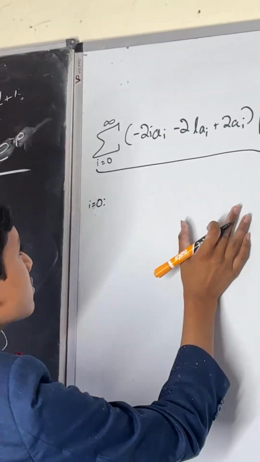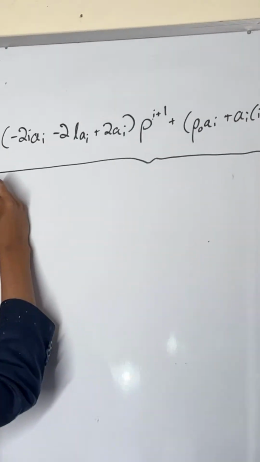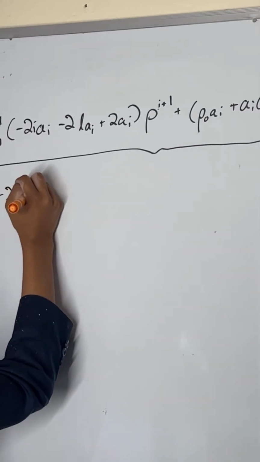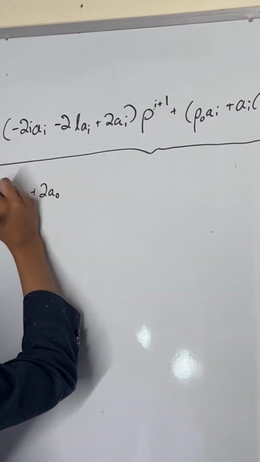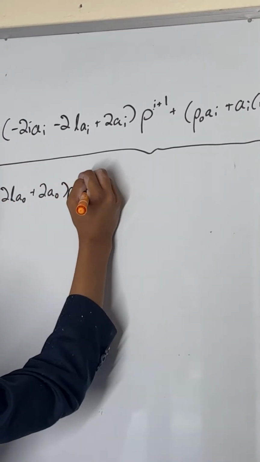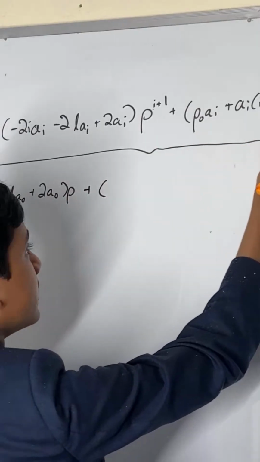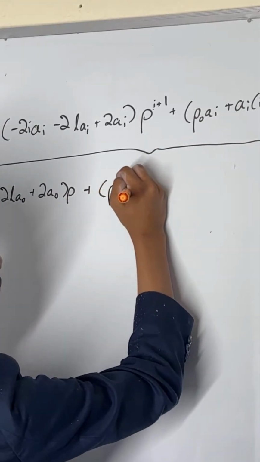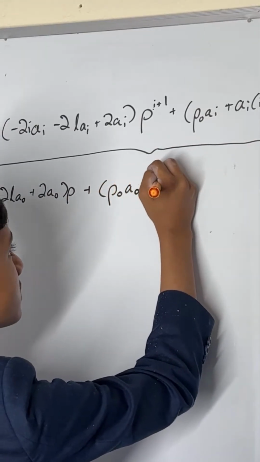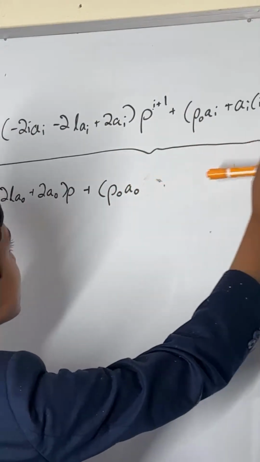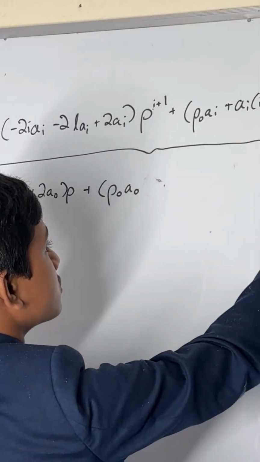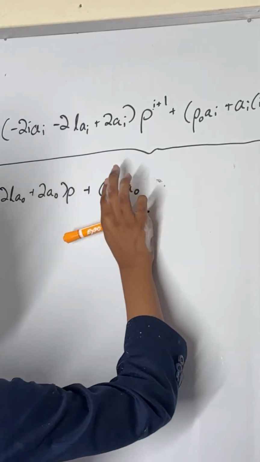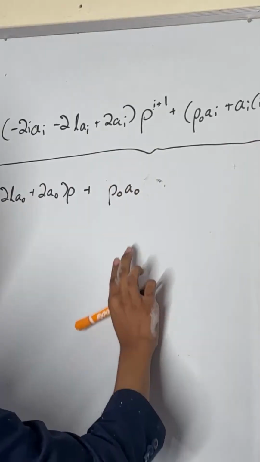Well, when i is equal to 0, you're going to get minus 2L A naught plus 2A naught rho plus rho naught A naught plus A, well, actually that's going to disappear, so we don't consider it. Plus, well, those two are also going to disappear, so we don't consider them. Plus rho naught A naught.